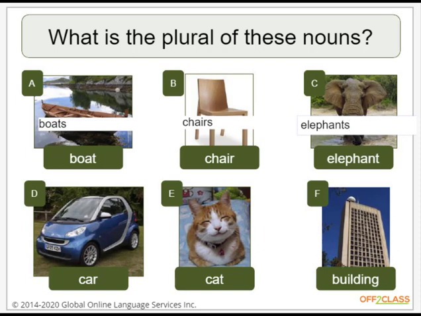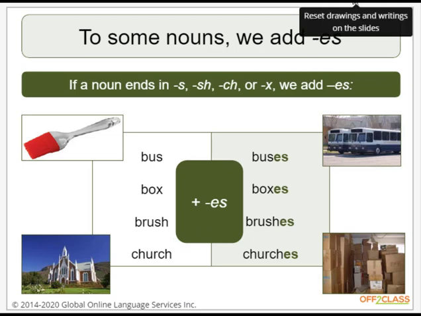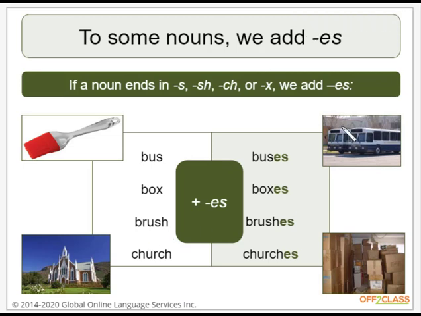Right. So remember that for most singular nouns, to make them plural, we just add an S. But there are exceptions. To some nouns, we add ES. Now this is where the exercises come in. If a noun ends with S, SH, CH, or X, we add ES. Bus becomes buses. Box becomes boxes. Brush becomes brushes. And church becomes churches.